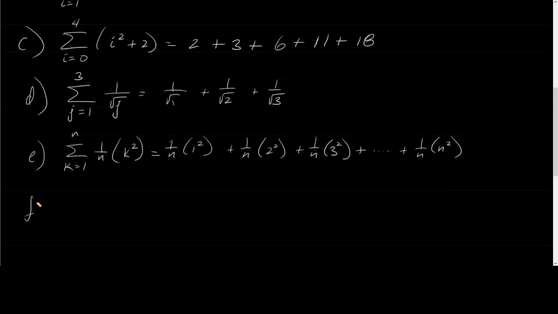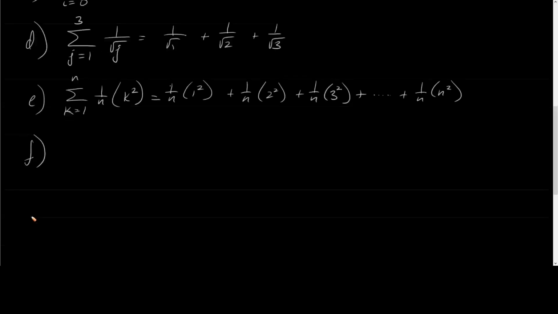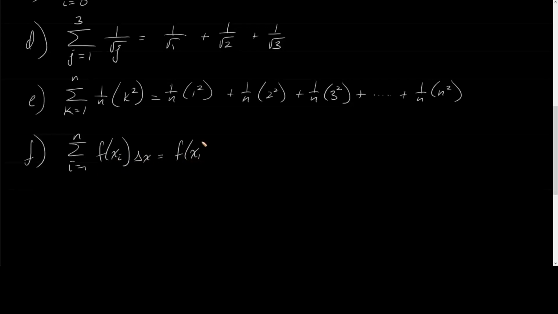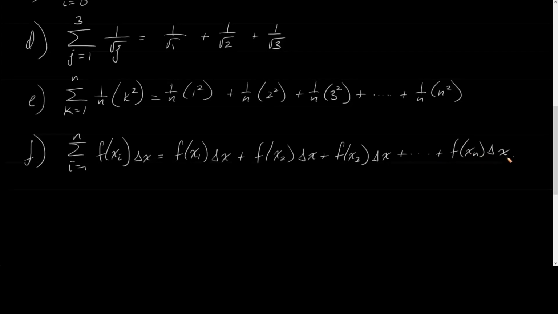And we can even do this a little bit more theoretical still. Let's say that we have the summation from i equals 1 to n of f of x_i times delta x. And what would this be? Well, this would be f of x_1 times delta x plus f of x_2 times delta x plus f of x_3 times delta x, so on and so forth until we get to f of x_n times delta x. All right. So in general, that's how we work with this sigma notation.